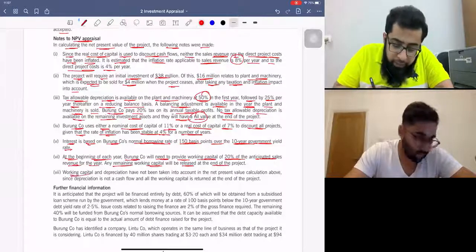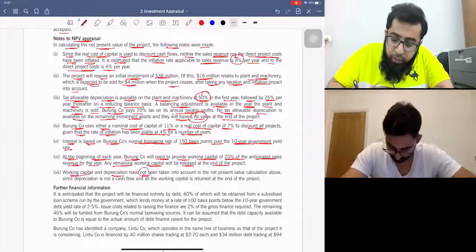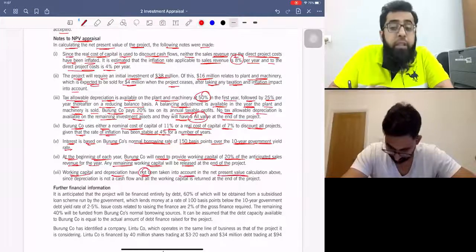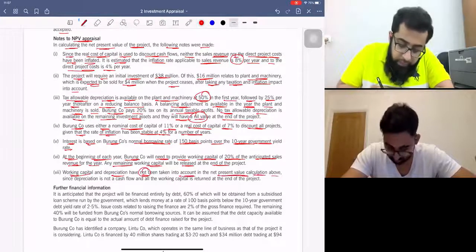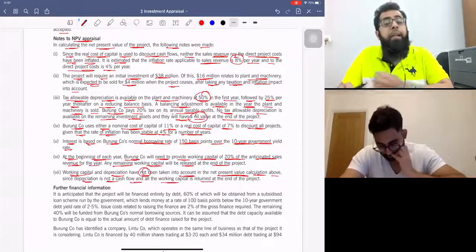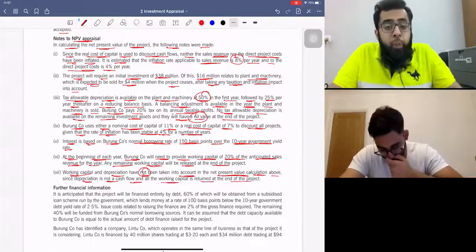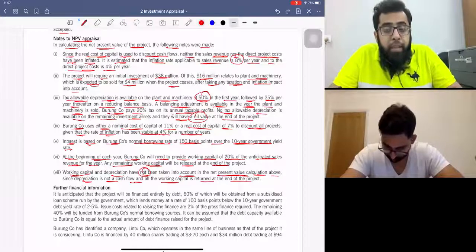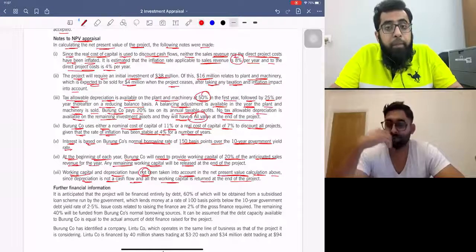Working capital and depreciation have not been taken into account in the net present value calculation above, since depreciation is not a cash flow and all working capital is returned at the end of the project. He has not included the impact of tax allowable depreciation and working capital in his NPV calculation.